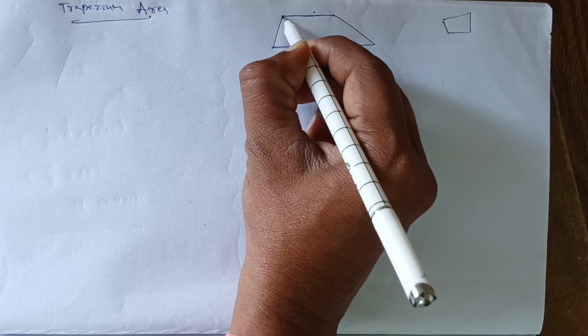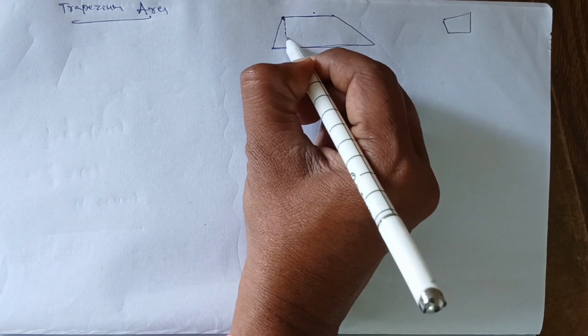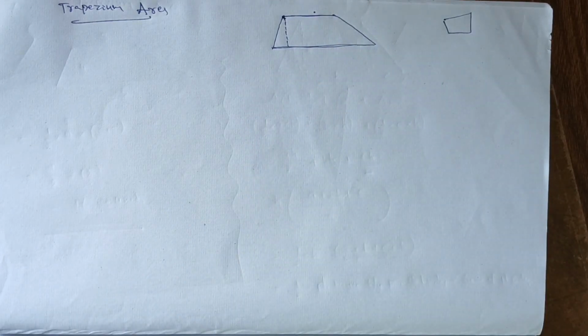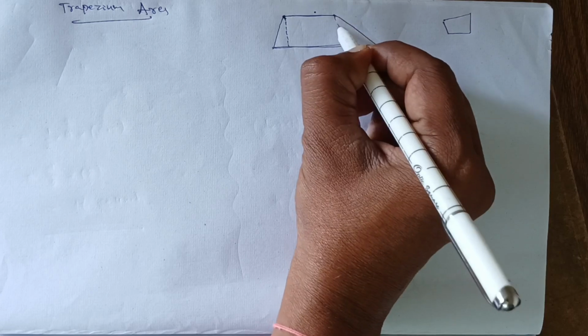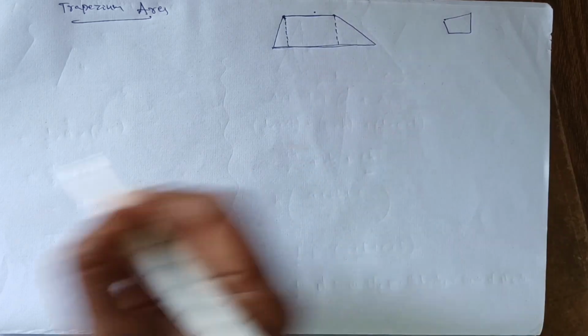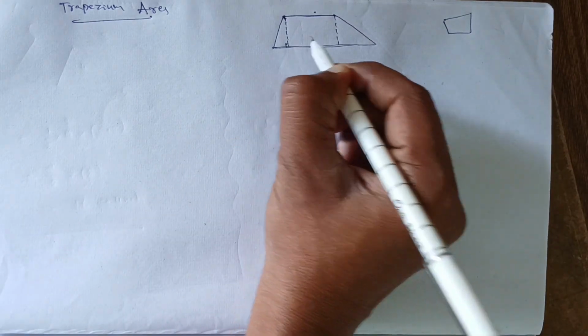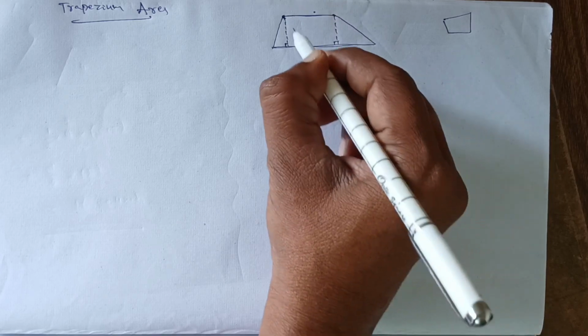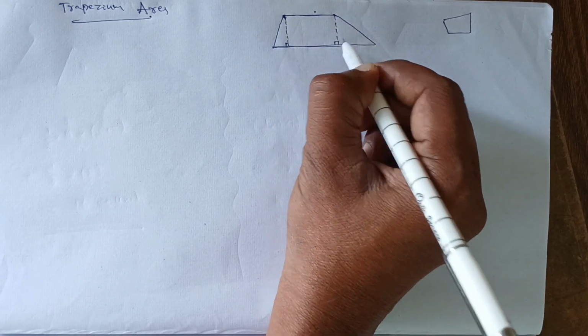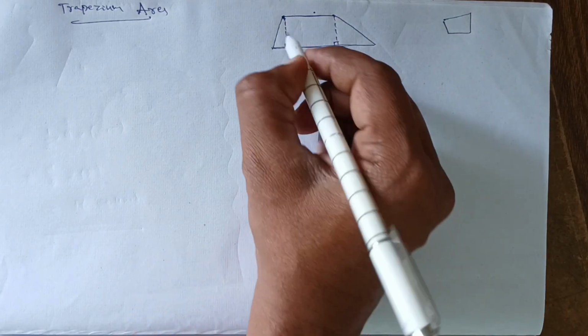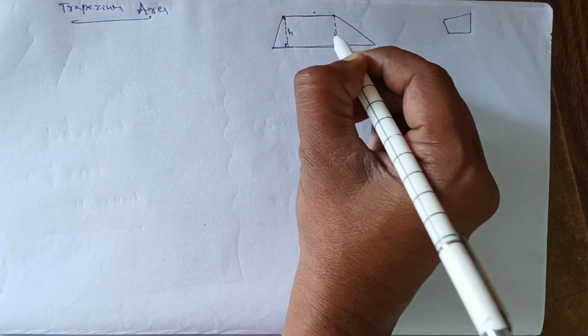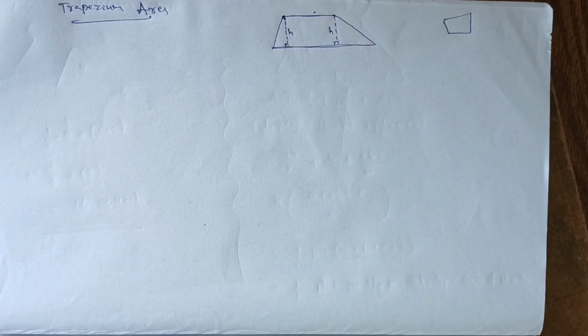See here, I am taking a perpendicular line to the base. From here also, I am taking a perpendicular line to the base. So these two are perpendicular lines. Compulsorily, these two distances will be the same. I am taking the distance between the parallel sides as h.